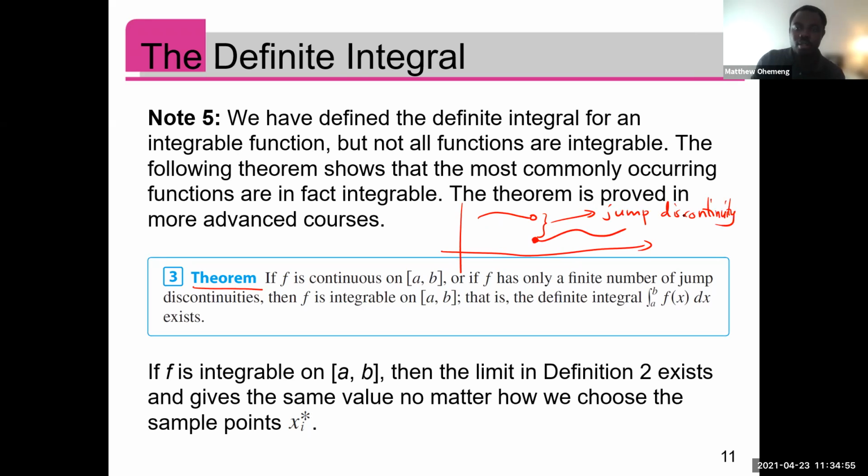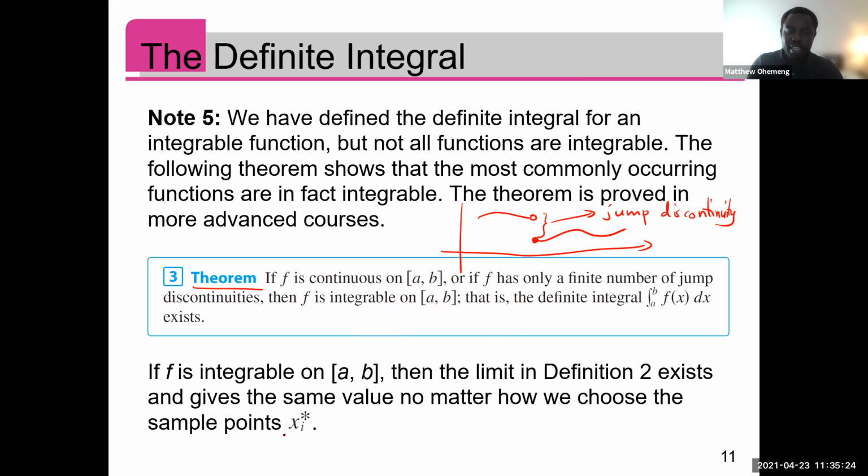Discontinuity. So when we had this kind of limit where the function is defined at a point, but the limit does not exist because the left endpoint and the right endpoint are not equal, then we have a jump discontinuity, right? So if there are only a finite number of those, or the function is really continuous, then the definite integral will surely be defined. In other words, the function will be integrable. So the limit will exist.